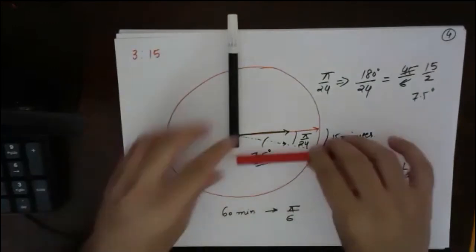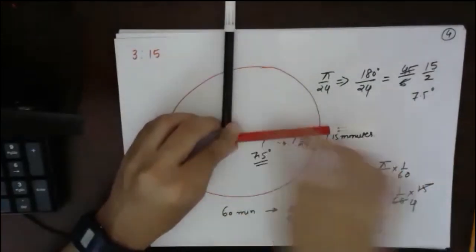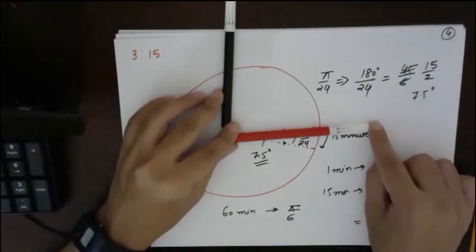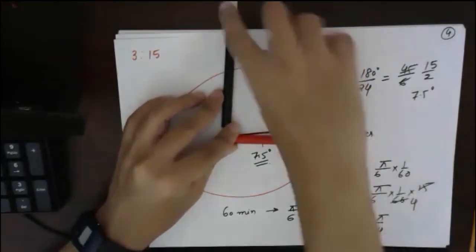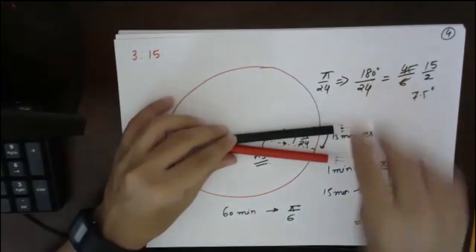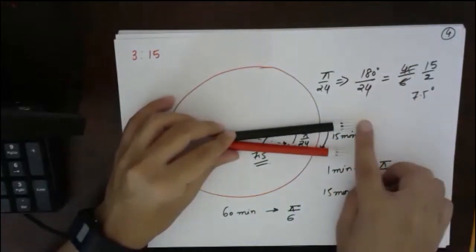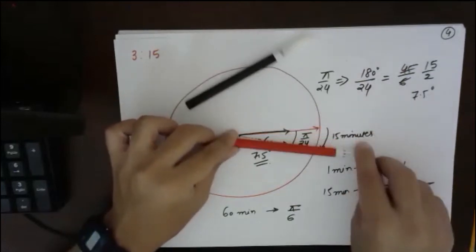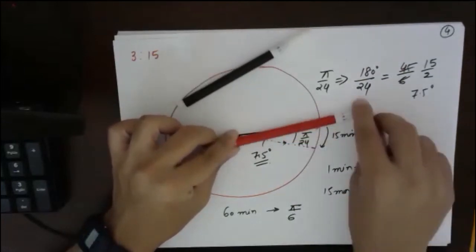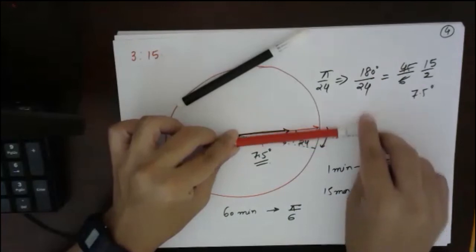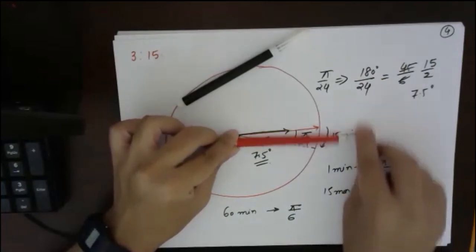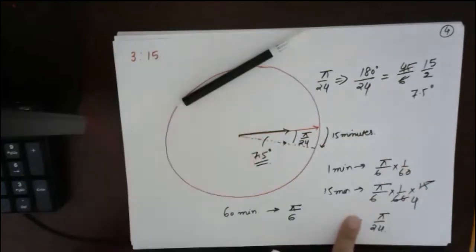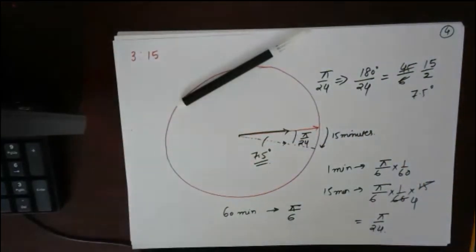So at 3 p.m., suppose this is our hour hand and this is the minute hand. After 15 minutes, our hour hand will move somewhere here and the minute hand will be exactly at this position. So in 15 minutes, the hour hand has moved from here to here. We will just find out how much angle it moves in 15 minutes.